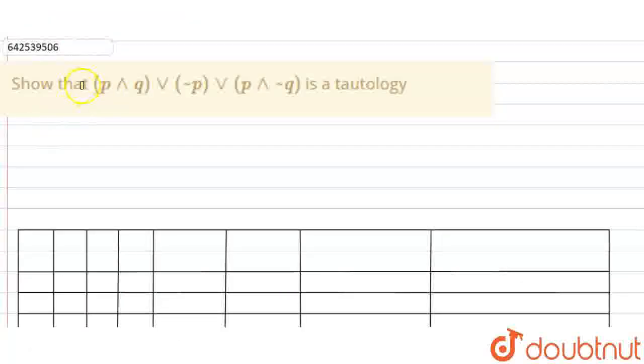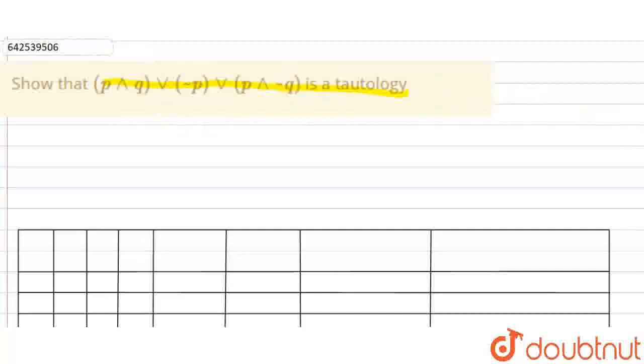The given question is to show that (P and Q) or (complement P) or (P and complement Q) is a tautology. So you have to prove that this statement is a tautology. Tautology means all the results should be true, right?